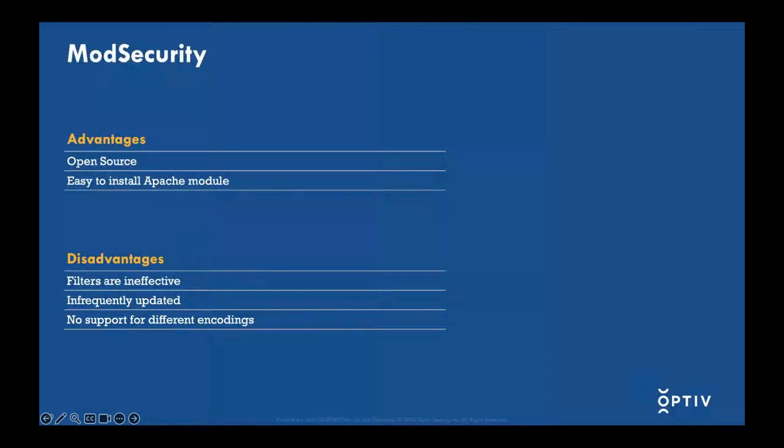I like to go over a filter just as an example of how a filter would work and how you would bypass that filter. The filter I chose to show you guys is ModSecurity. The advantages of that is it's open source and it's easy to install the Apache module, but the disadvantages are its filters are ineffective, it's infrequently updated, and there's no support for different encodings.